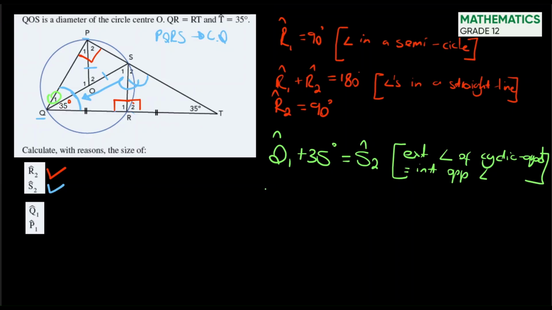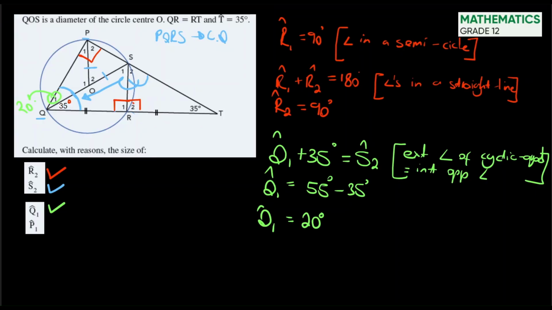And we're calculating what Q1 is. We know what S2 is. We said S2 is 55 degrees. We subtract 35. Therefore, angle Q1 is equal to 20 degrees. So Q1 is 20 degrees. So we calculated what Q1 is.